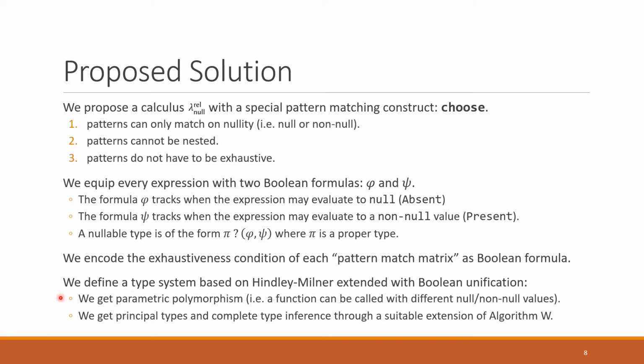One is that we get parametric polymorphism. Now this just means that when I write a function that's operating on these values, then we can call it with values of different types. So we can call it with null in one case and non-null in another case, and so on. And second, we get principal types and complete type inference. So this means that essentially we never have to write any types. It just works out automatically.